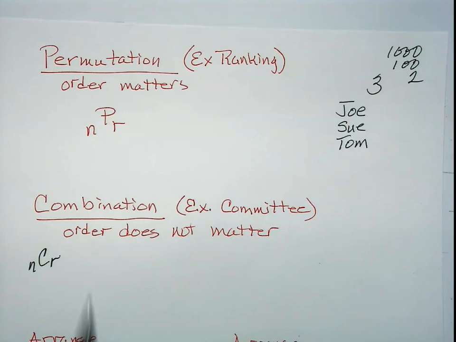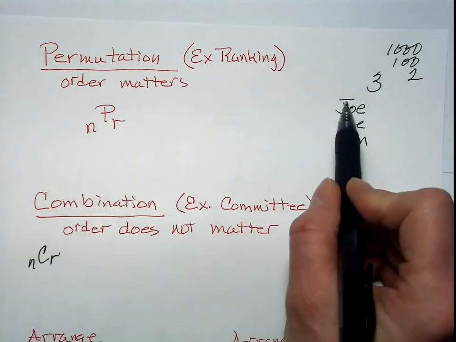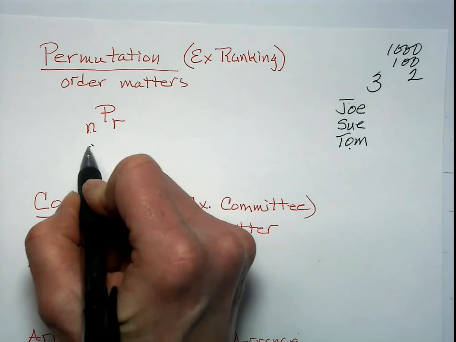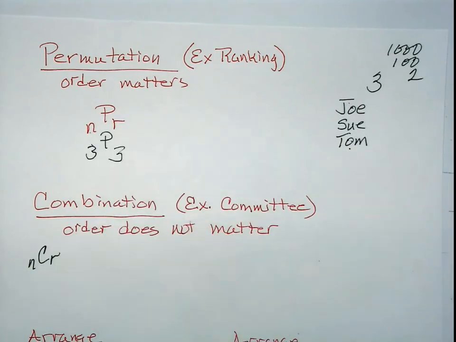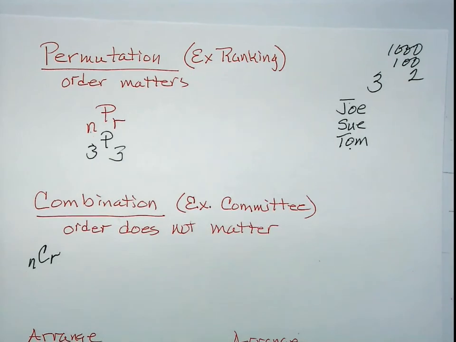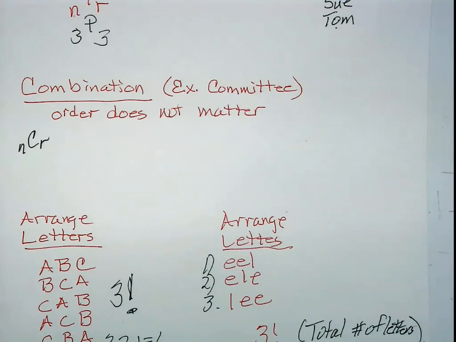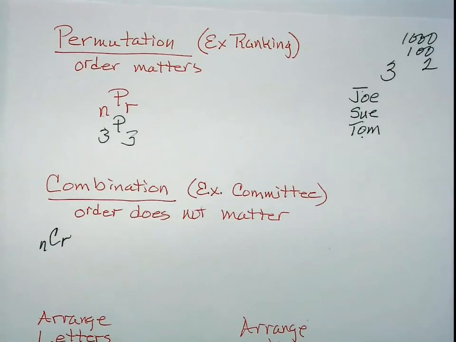Okay? This permutation button, this is sample size. I have 3 people, and I'm going to select all 3. Okay? Order matters. The combination key. Combination key, order does not matter.